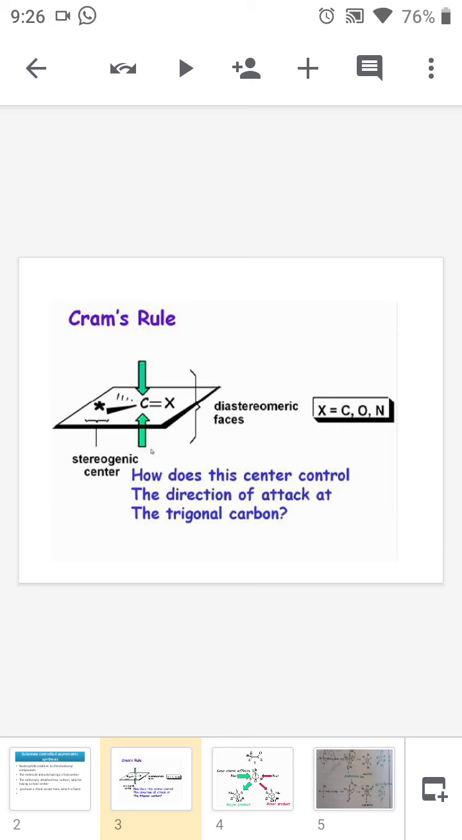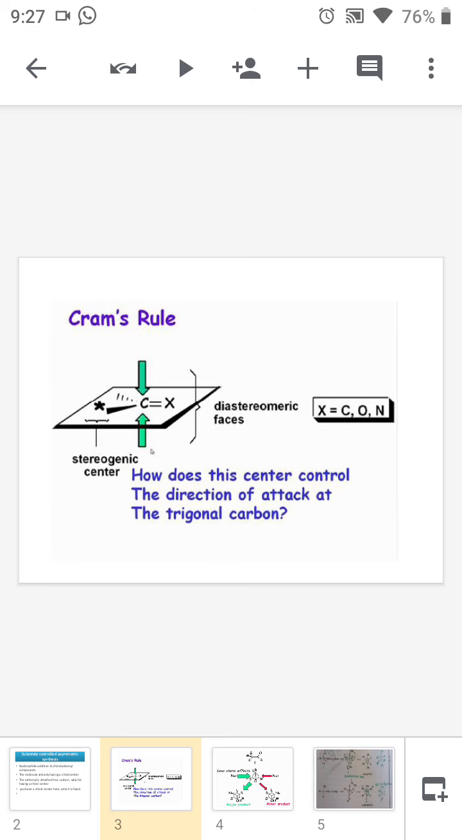Due to this addition we get a new chiral center. In this reaction a new chiral center is generated, so it is known as 1,2 asymmetric induction, because we assign the first chiral center in the starting material as 1 and the newly generated chiral center as 2. Since we are inducing a chiral center in this reaction, it is known as 1,2 asymmetric induction. These are the main points of Cram's rule.